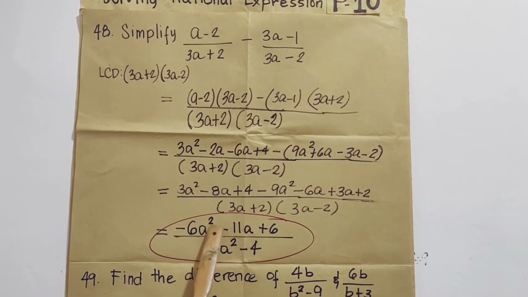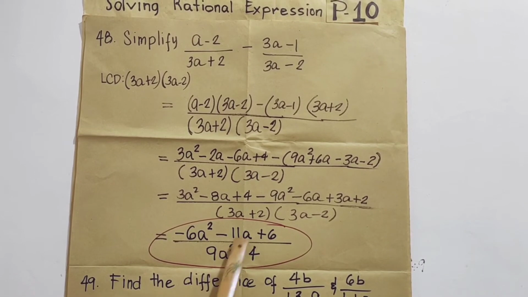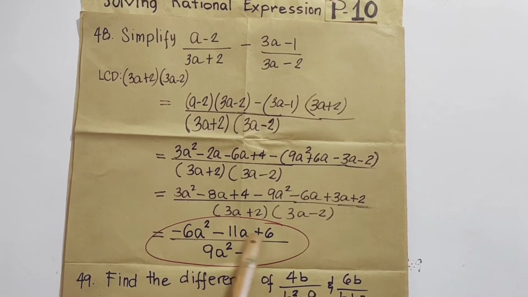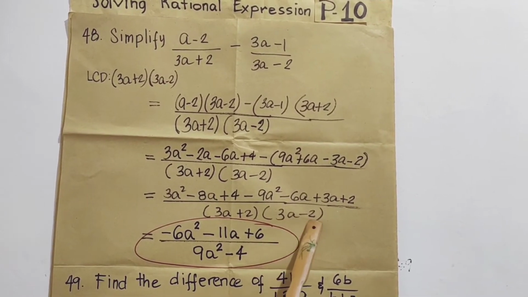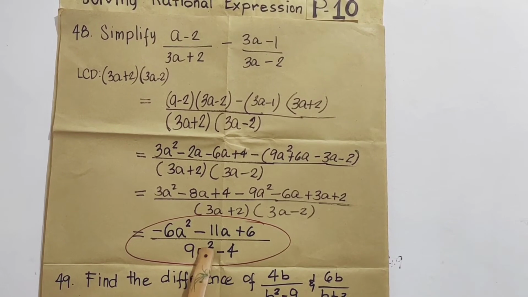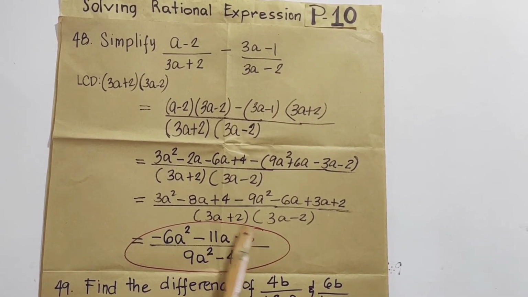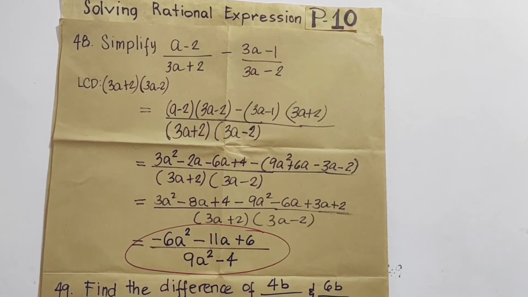Then we cannot simplify this, or we cannot factor this numerator. So this will be our final answer for our numerator. And for the a plus 2 and a minus 2, we can multiply this. 3a times 3a equals 9a squared. And positive 2 times negative 2, we have negative 4. So this will be our final answer.